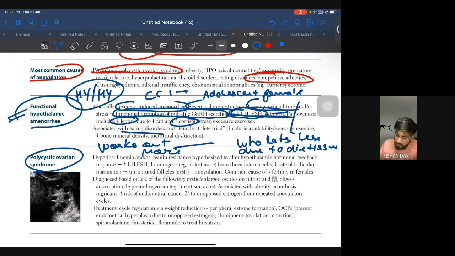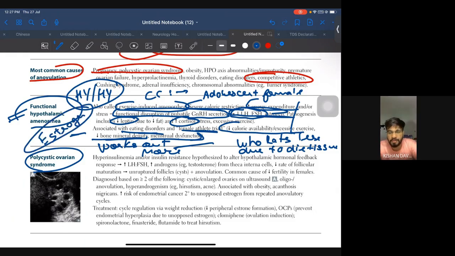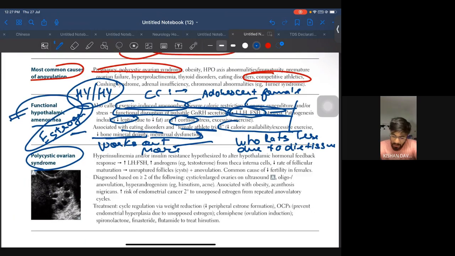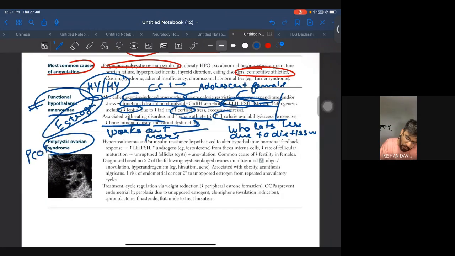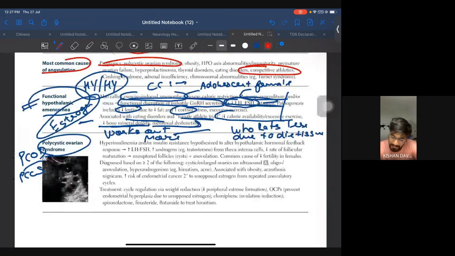Associated with eating disorders and female athlete triad. The triad is decrease in calorie availability, excessive exercise, decrease in bone mineral density and menstrual dysfunction. Now bone mineral density decreases because estrogen decreases. See, everywhere everything is connected, so you need to keep your brain open. Coming to PCOD or PCOS, both are the same thing. Let's see what to remember here.